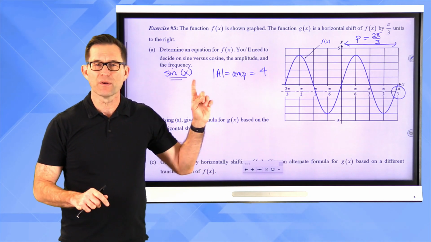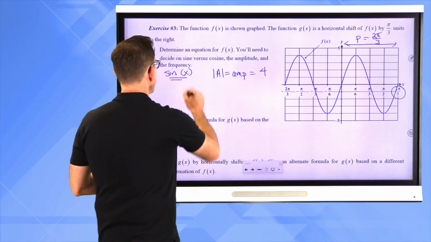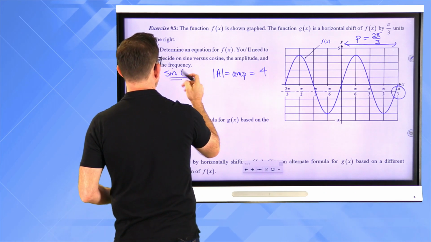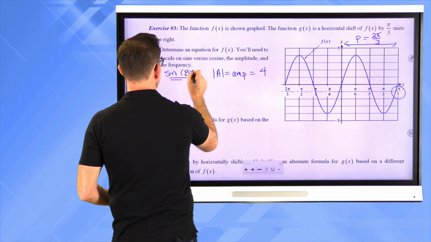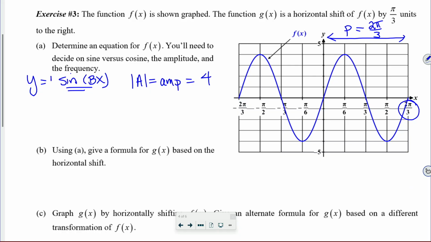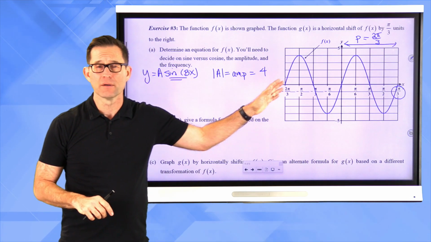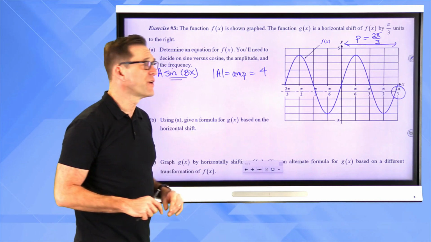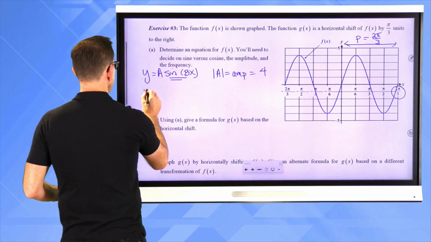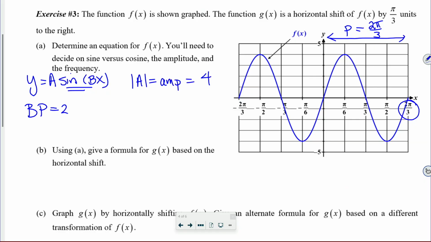But that is not what shows up in the equation. And in fact, instead of having sine x here, let me put sine of bx. So we're really looking to model this as y equals a times sine of bx. Now we know the a, it's 4. What we need to do is figure out what the b is, but keep in mind that b times p is equal to 2 pi.